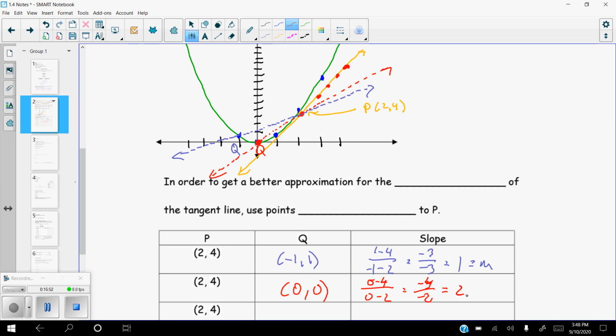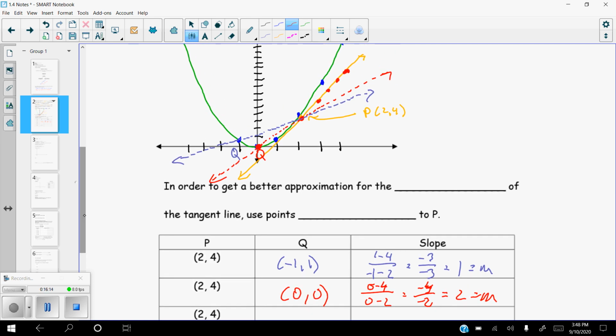So that's going to reduce to 2. Well, that is now my slope. That's my m. Again, it's not the best approximation. It is an approximation, but it's getting better. And hopefully you can see that the idea is to keep moving that point Q closer and closer, and just see how close we can get.